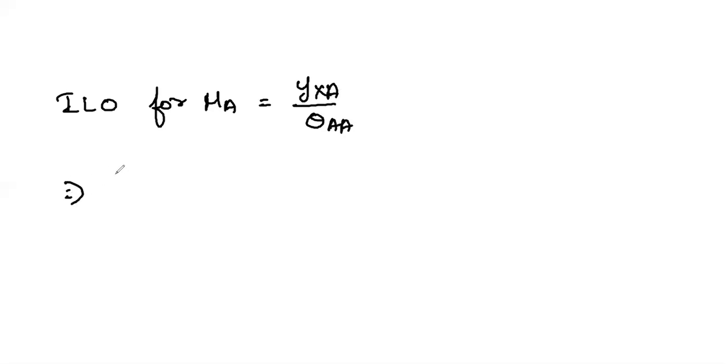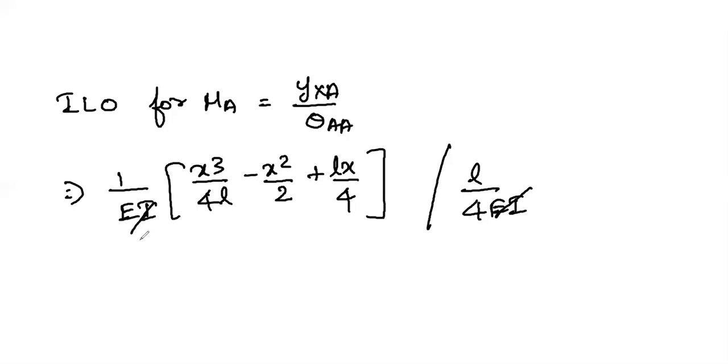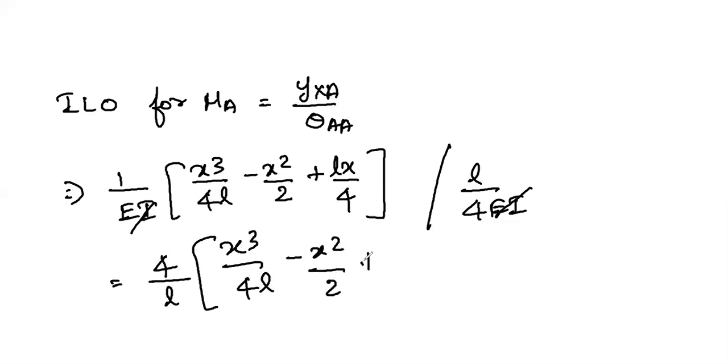What is the value of yxa? 1 by EI into x cube divided by 4L minus x square divided by 2 plus Lx divided by 4, whole divided by L by 4 EI. So this EI and this EI will get cancelled. Then you substitute the value, so the equation will be 4 by L into x cube divided by 4L minus x square divided by 2 plus Lx by 4.